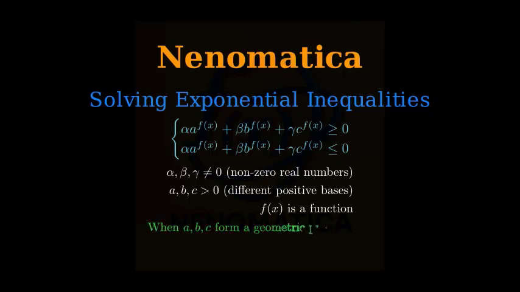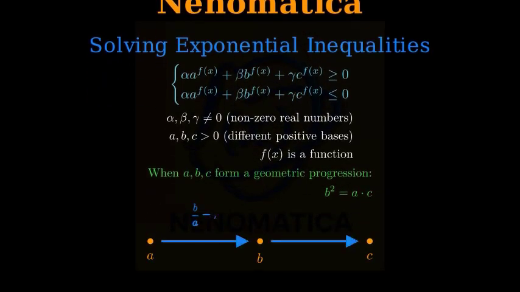When these bases form a geometric progression, meaning they have a constant ratio between consecutive terms, these inequalities can be transformed into quadratic inequalities. Let's understand what it means for A, B, and C to form a geometric progression. A geometric progression is a sequence where each term is found by multiplying the previous term by a fixed, non-zero number called the common ratio.